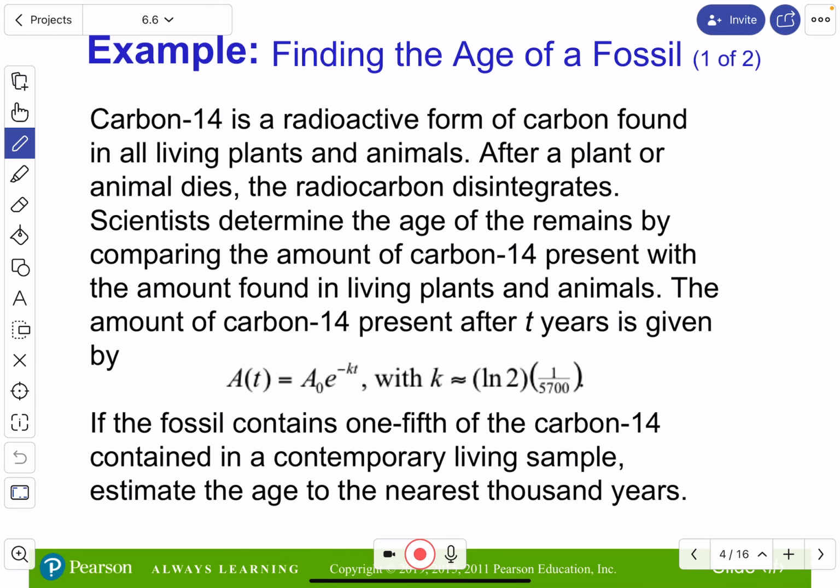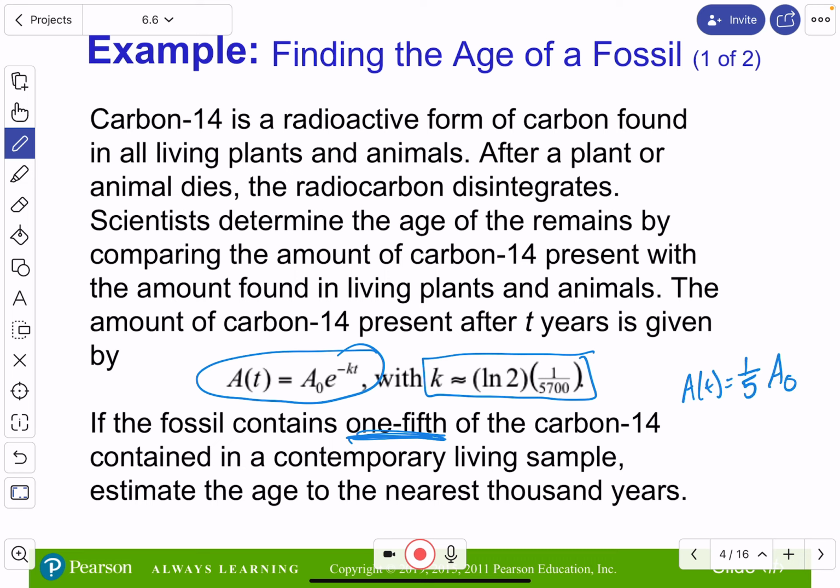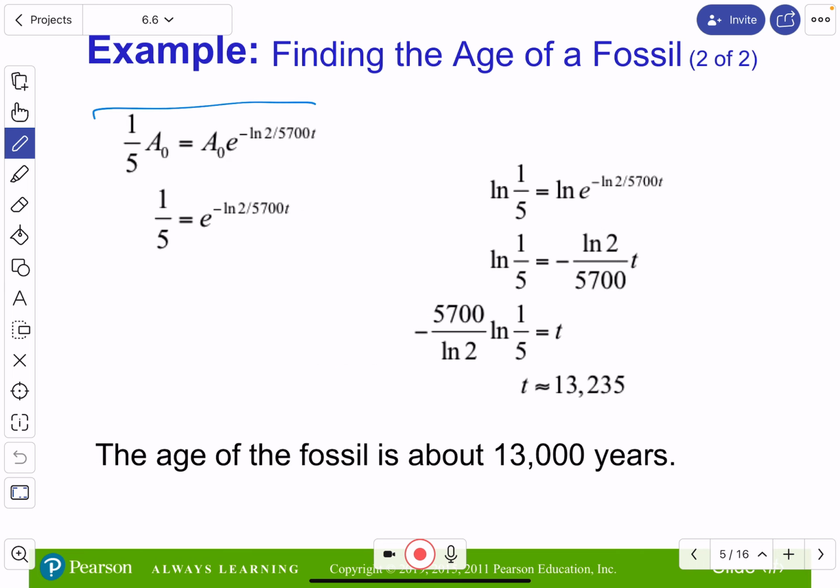So carbon dating, finding the age of fossils, uses this equation where k is approximately the natural log of 2 times 1 over 5,700. So if you're trying to find when it equals 1/5 of the amount, that means we want our A of t to equal 1/5 of A sub 0, the initial amount. So we're going to plug this into the other equation. So we'd say 1/5 A sub 0 equals that equation.